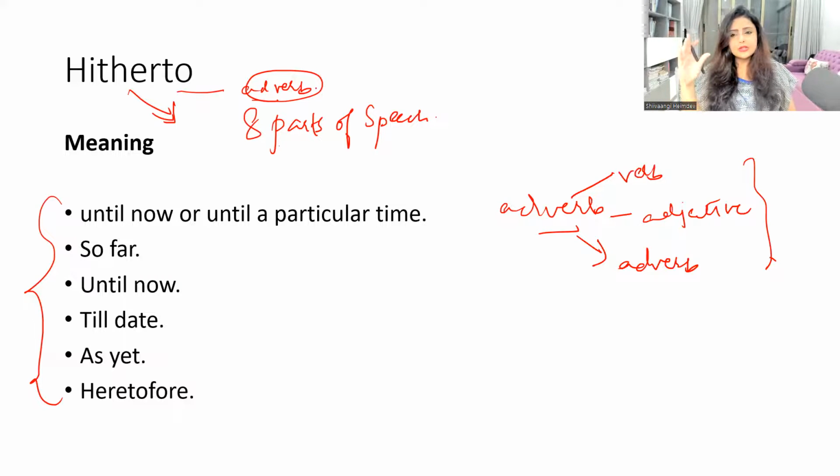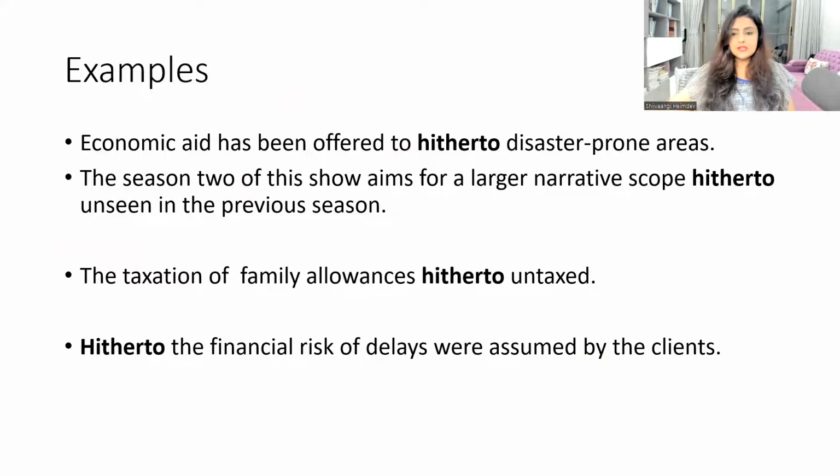Let's understand how hitherto is used in those sentences and what kind of structure they are following. So the very first one, can you see this? Economic aid has been offered to hitherto disaster-prone areas. Now, in case you don't really want to get into the technicalities like sentence structures, it is good to always be aware of the different kinds of sentence structures in English if you really want to learn this language well.